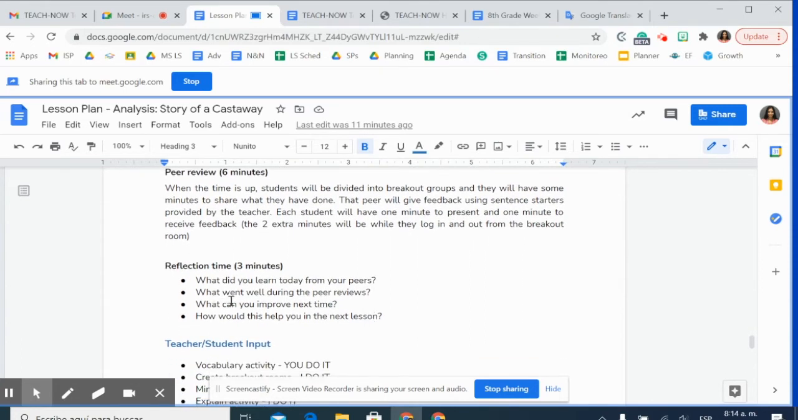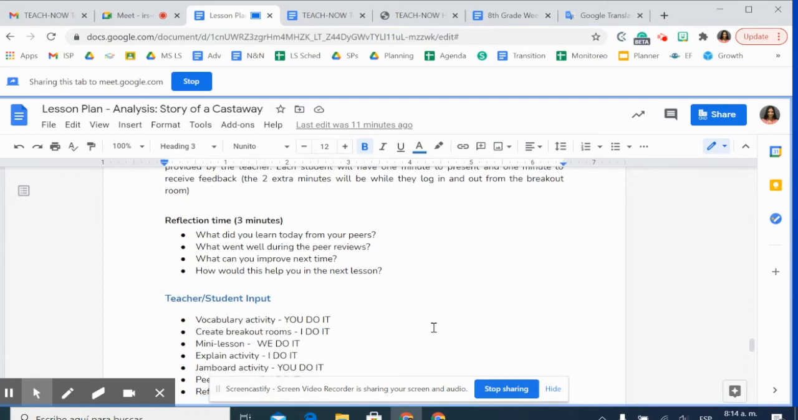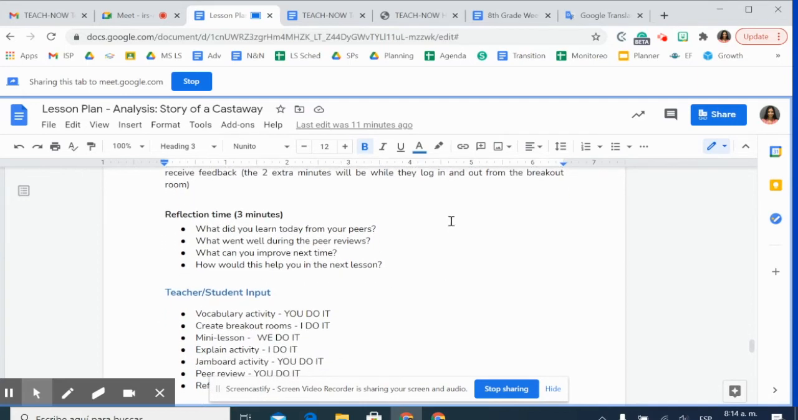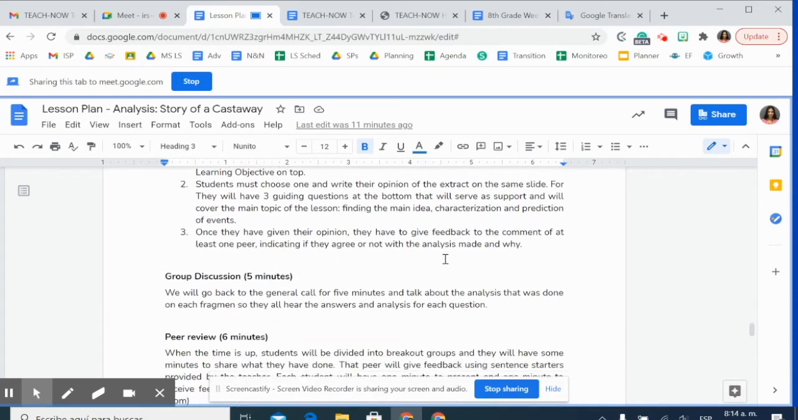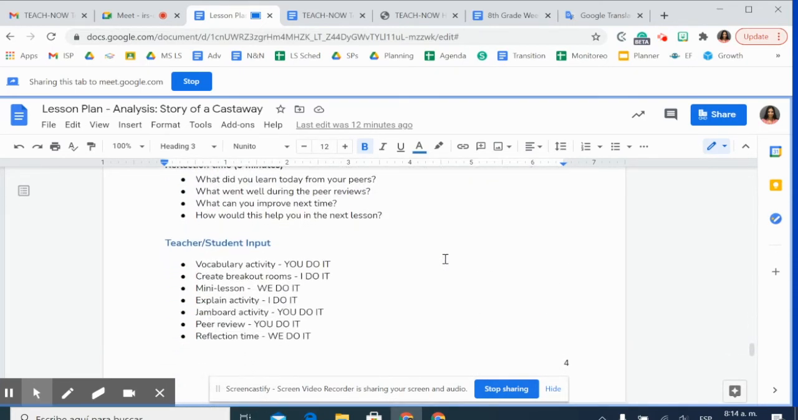And then at last, we're going to have this reflection time where I'm going to ask them what they learned and how they feel. And I really like it. It's really centered around the students more so than the teacher. So that's pretty cool. Exactly, yes.